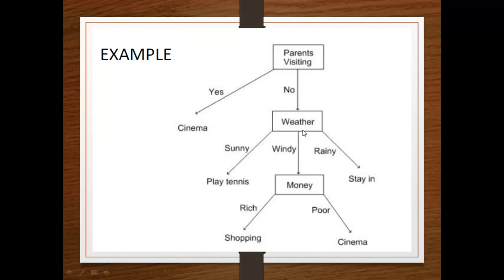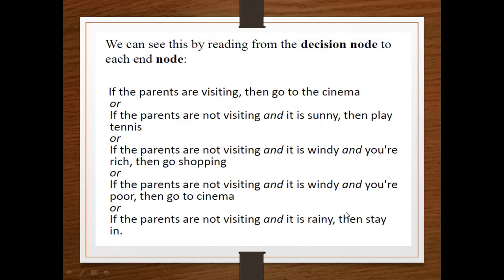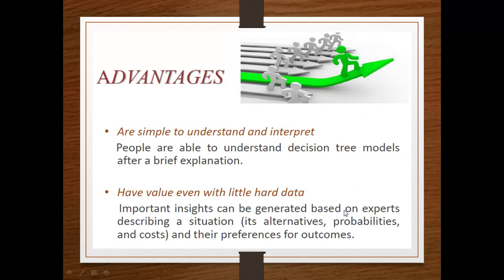Okay, if they are not visiting, then let's check the weather. If it is sunny, then play tennis, that is an action. If it is windy, then another decision has to be made. Money: if you are rich, then you will go shopping. If you are poor, you will go to the cinema. Clear?